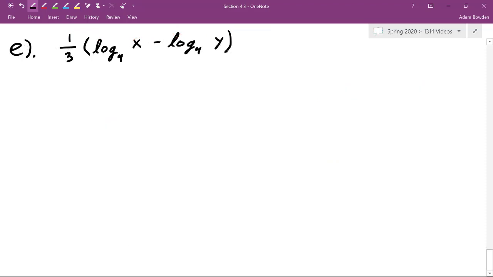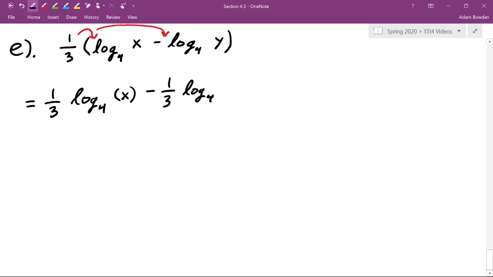Here's another situation we sometimes encounter. Here we have a 1/3, and then in parentheses we have two logarithms which are subtracted. My suggestion when you have parentheses is to go ahead and distribute that number into the parentheses. So let's change this into 1/3 log base 4 of x minus 1/3 log base 4 of y. Now the 1/3 sits in front of each of the logarithms.